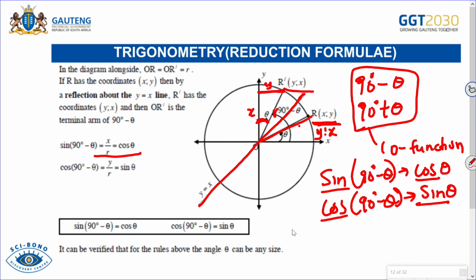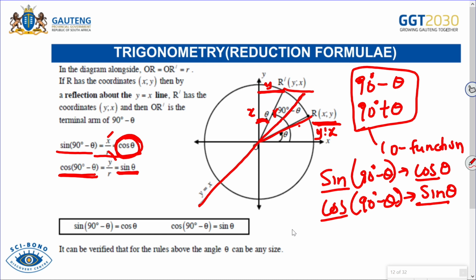It's equal to x over r, and it's positive. X over r, you know that it's adjacent over hypotenuse, and adjacent over hypotenuse is given as cos theta. So whenever you've got sine of 90 minus theta, you must always change it to cos theta. And if you've got cos of 90 minus theta, which is given as y over r, you must always change it to sine theta. So whenever you've got cos of 90 degrees minus theta, you change it to sine theta.